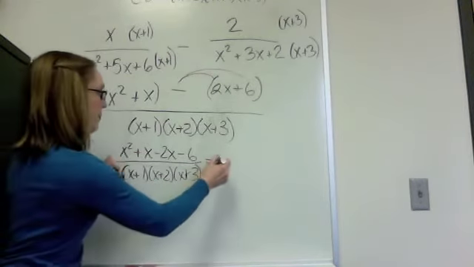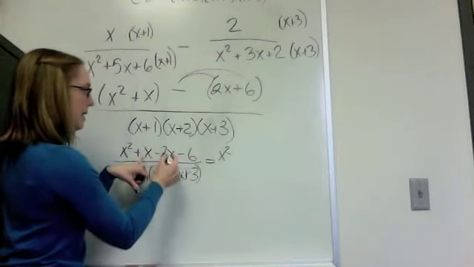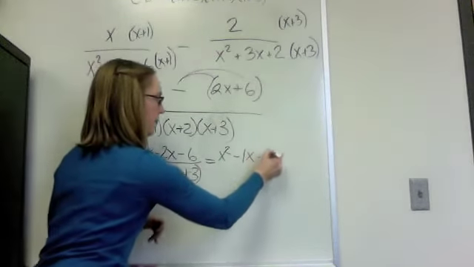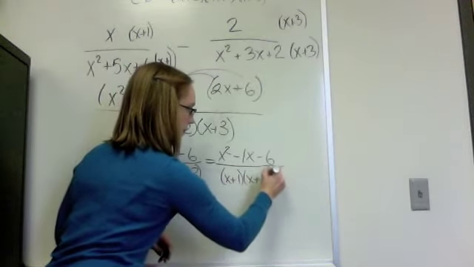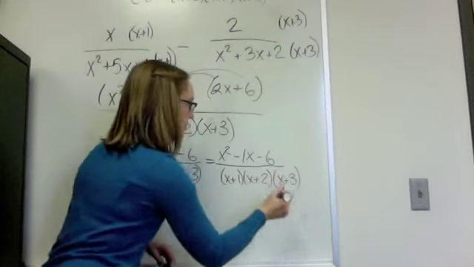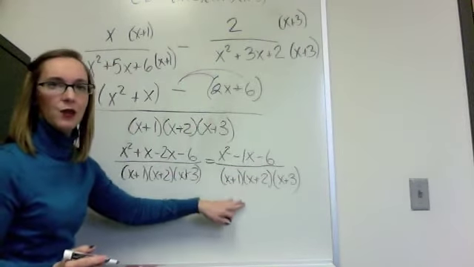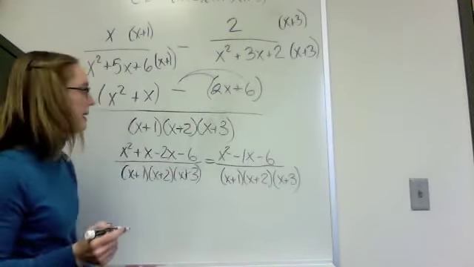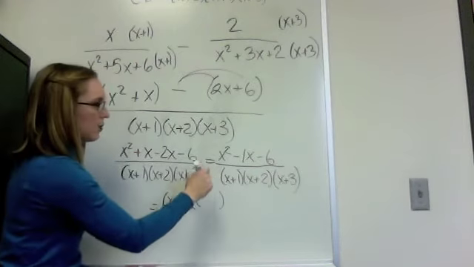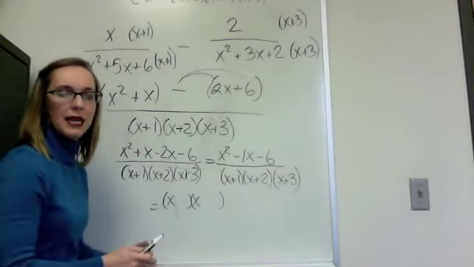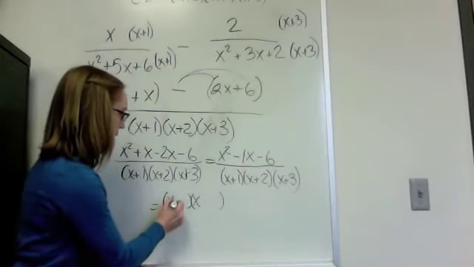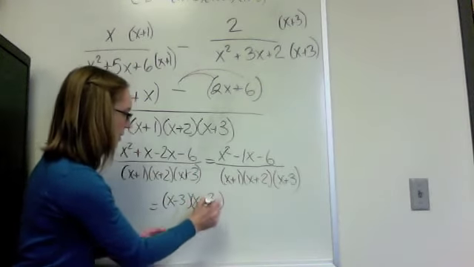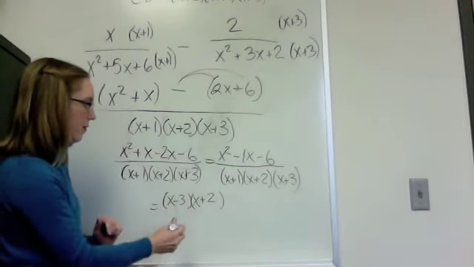This is going to equal x squared. X minus 2x is negative 1x. And I'm hoping if I factor that it will equal one of these. So let's see here. X squared, what multiplies to give me negative 6 and adds up to negative 1? Negative 3 and positive 2, that multiplies to give me negative 6 and adds up to negative 1.